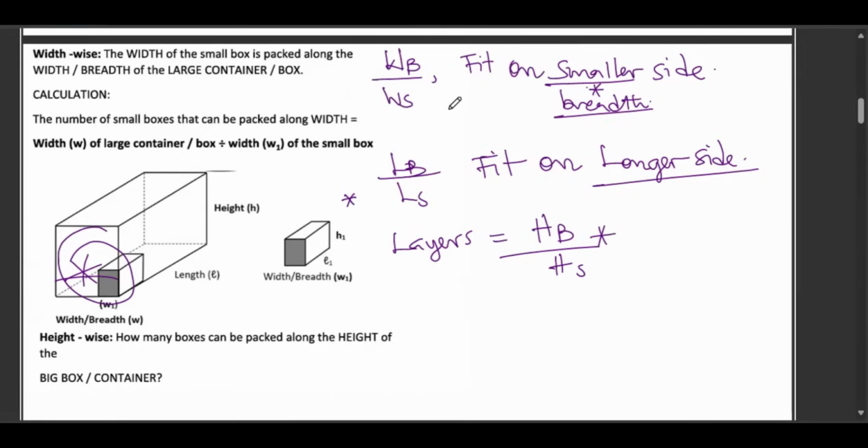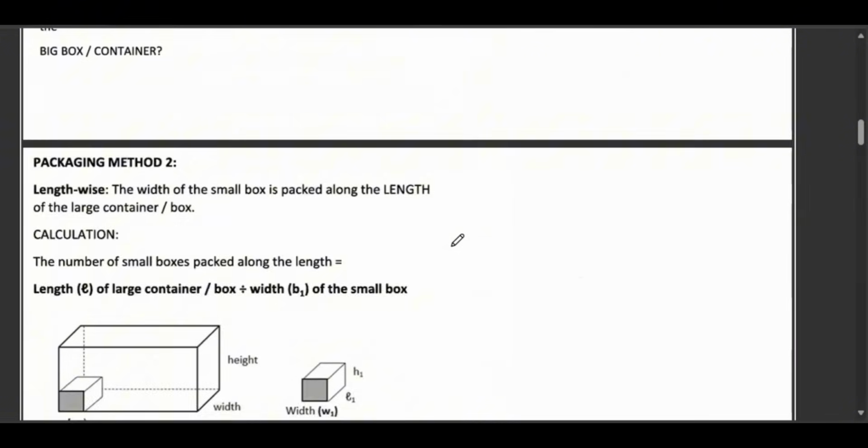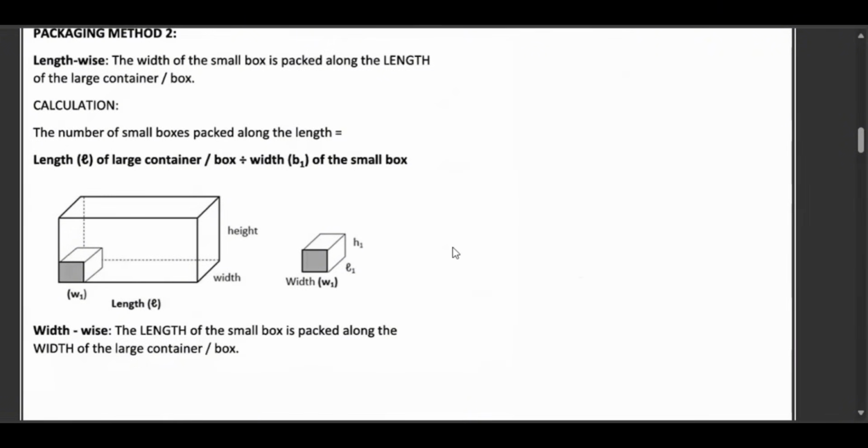But we have some scenarios. Look at that one there. Now, this one has changed a little bit. Lengthwise, the width of the smaller box is packed along the length. So now this has changed a little bit. And what will be the method? Since the width of the smaller box is facing the length of the bigger box, to know how many will fit on the long side lengthwise, it will be the length of the bigger box divided by the width of the smaller box.